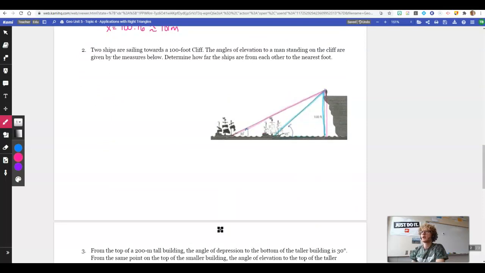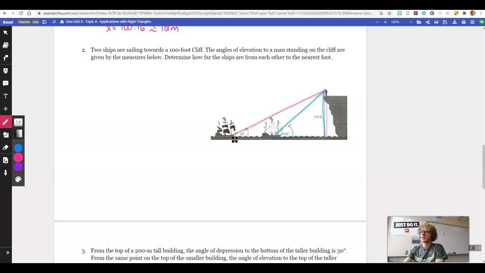Two ships are sailing towards a 100-foot cliff. There's the cliff. There's a person on a cliff. There's one ship. There's two ships. The angles of elevation to the man standing on the cliff are given by the measures below. So everything is already given in our diagram. We don't have to really label anything quite yet. We need to determine how far the ships are from each other. So the thing that we are going to be concerning ourselves with is this distance right here.